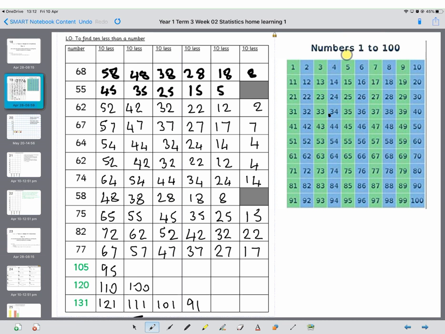So the trick is we're changing the tens every time, because when we're finding 10 fewer each time or 10 less, what you're doing is you're counting back from the number in tens, and the ones always stay the same, and it's the tens that get smaller and smaller. Okay, and now when you're ready, we're going to move on to the main part of today's learning.